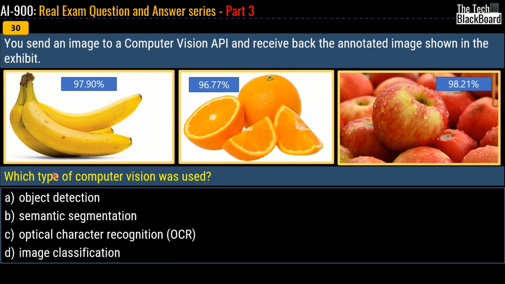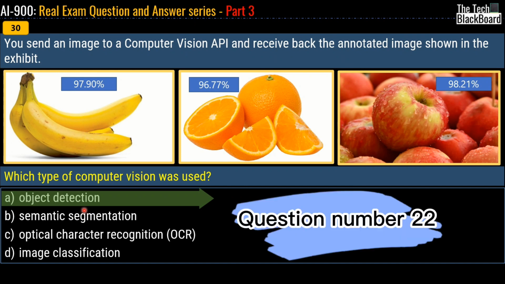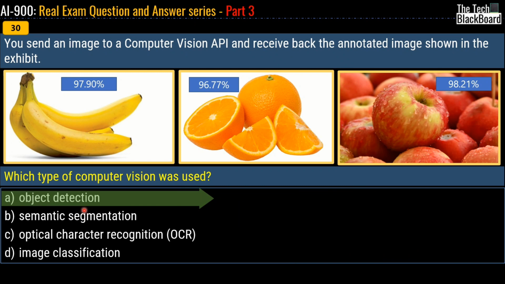Further ahead, the question asks which type of computer vision was used. Your options are object detection, semantic segmentation, optical character recognition, or image classification. And I'm pretty sure that you all have guessed the correct answer, which is option A, object detection. We already discussed in detail about object detection in question number 22. So you can refer back to that question. Also, the link for Microsoft documentation on object detection is available in the description box.